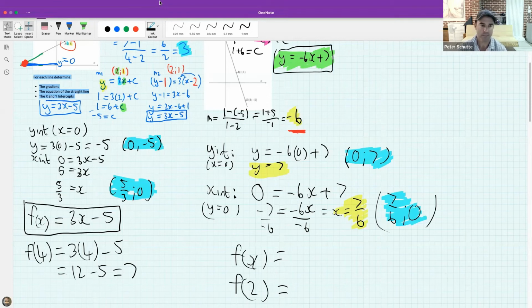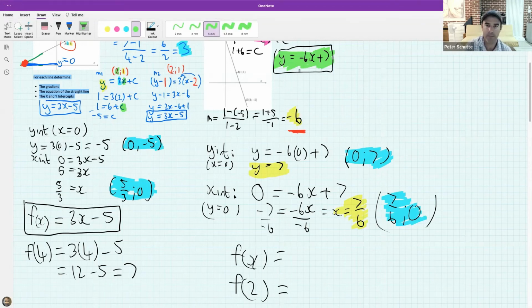Let's do this, guys. So again, remember we're doing the green one. And I'm writing that same straight line function in what I call f of x notation. And then I'm asking you, what is the value of the f of 2?